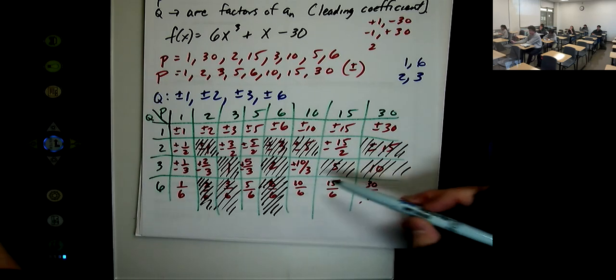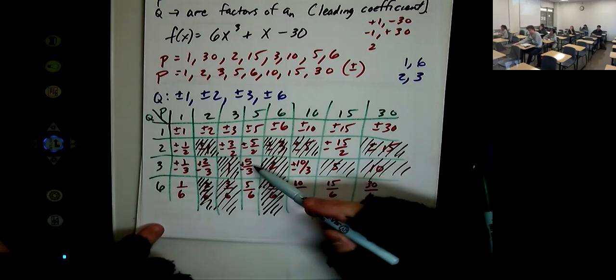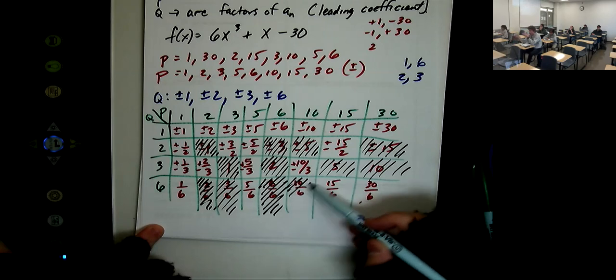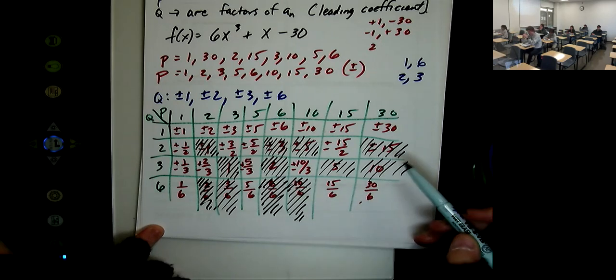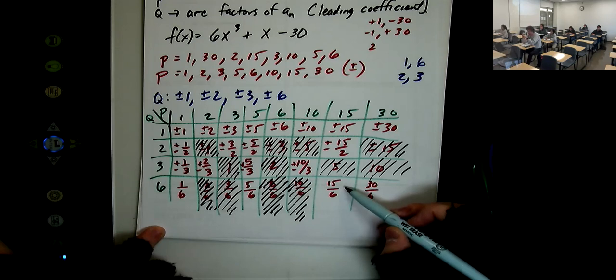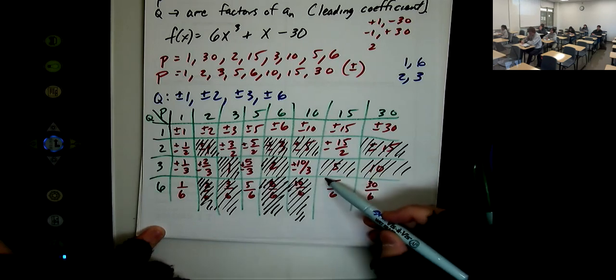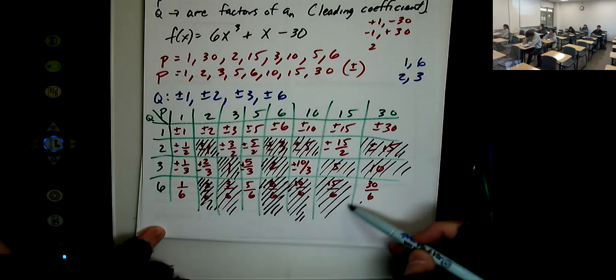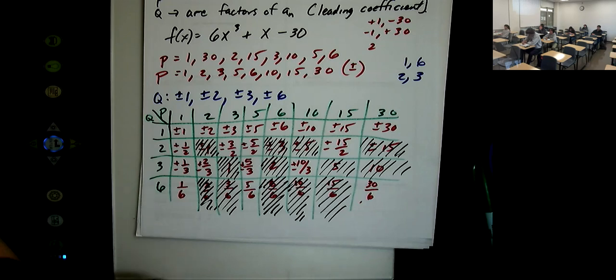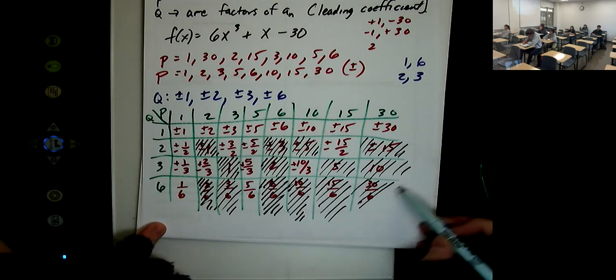10 over 6, if I divide top and bottom by 2, I get 5/3. That's right there. I don't need that one either. 15 over 6, if I divide top and bottom by 3, I get 5/2, and I have 5/2, so I don't need that one. And 30 over 6 is 5, and we already saw we crossed that off more than once.